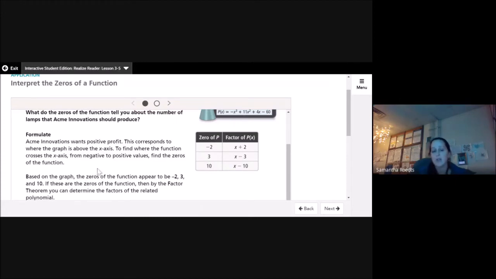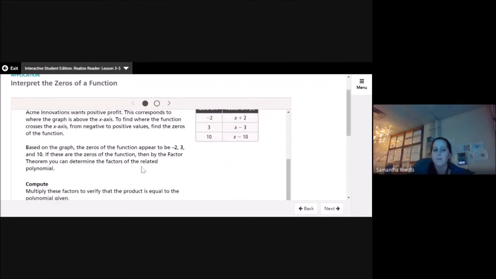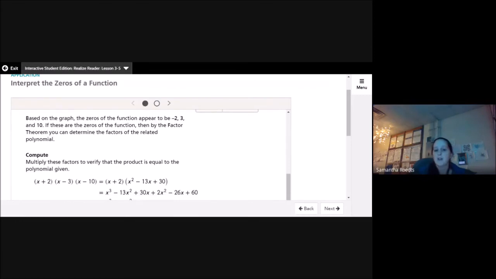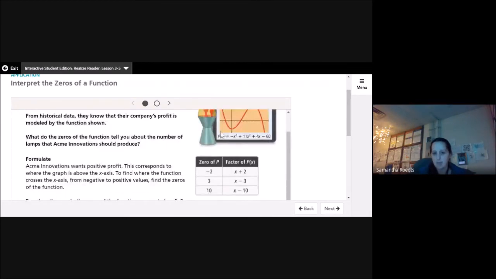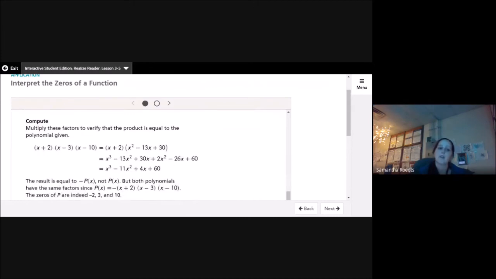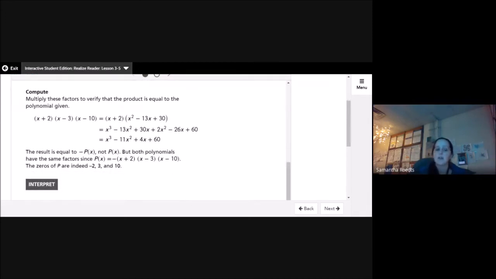If these are the zeros of the function, then by the factor theorem, you can determine the factors of the related polynomial. I multiply these factors to verify that the product is equal to the polynomial given. X plus 2 times x minus 3 times x minus 10 does in fact give me the polynomial that they gave us at the top. The result is equal to negative p of x, not p of x, but both polynomials have the same factors since p of x equals negative times x plus 2 times x minus 3 times x minus 10. The zeros of p are indeed negative 2, 3, and 10.